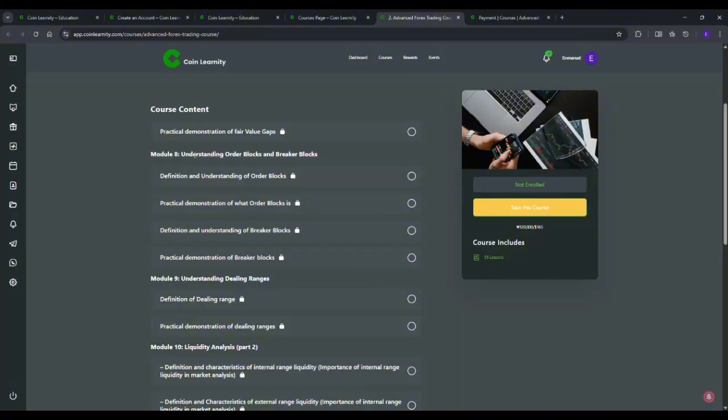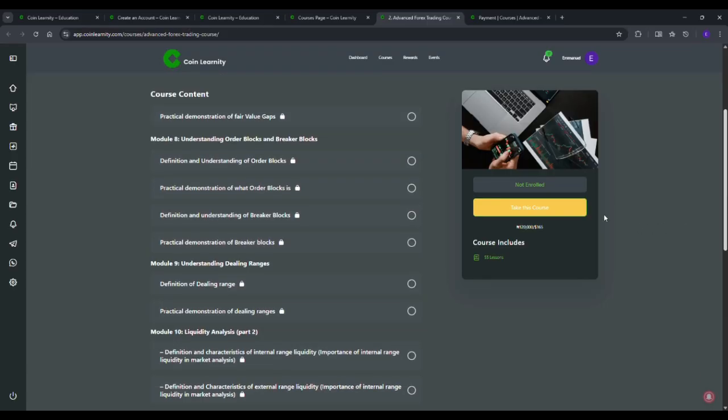These are the different topics taught in this course. We have the definition of order blocks, just like we mentioned in this video. We talked about order blocks, Fair Value Gaps, and so on. So order blocks, dealing ranges, breaker blocks, Fair Value Gaps, and so on and so forth. If you want to take up this course, what you need to do is to come over here and click on the take the course button here and allow that to load.